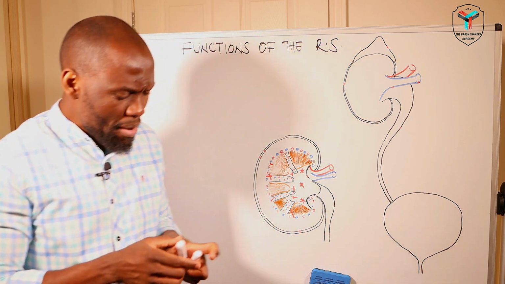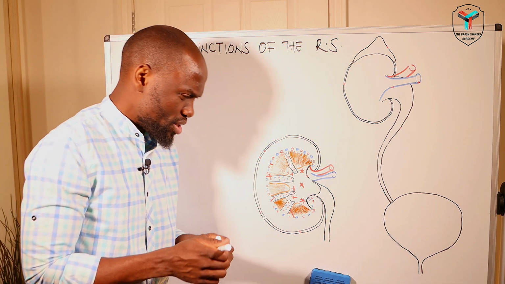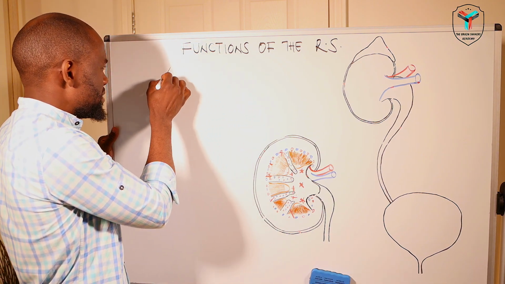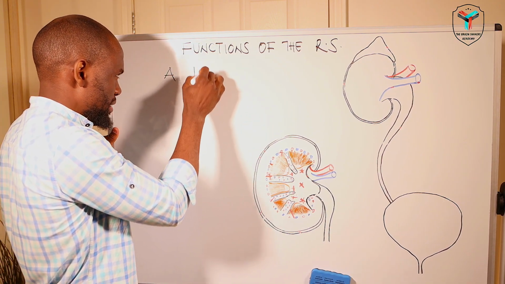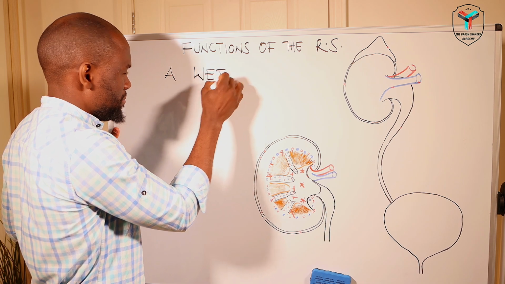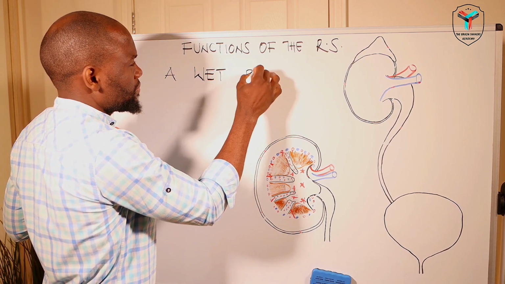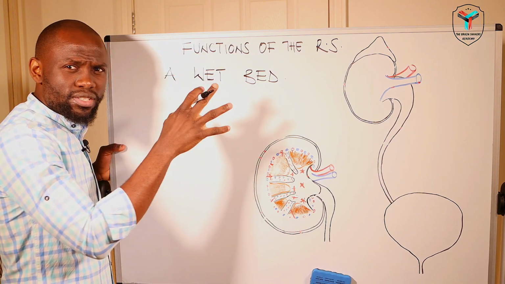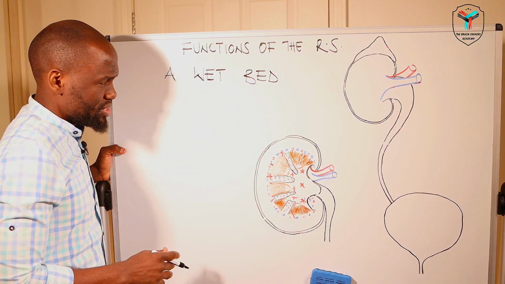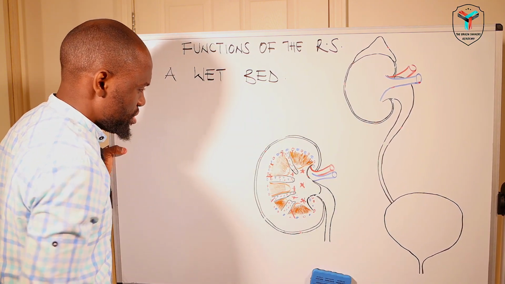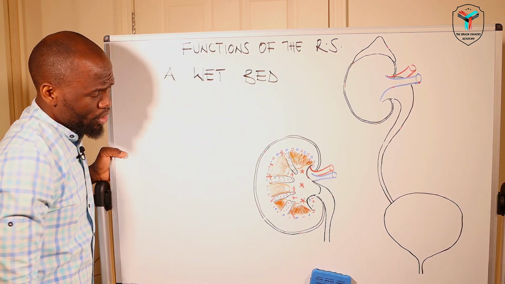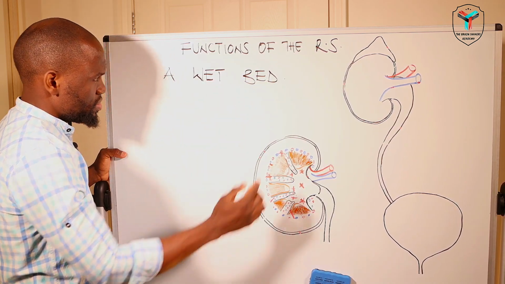Now, we can remember the functions of the renal system by a simple acronym: a wet bed. So this is going to be very helpful for us to understand some of the functions of the renal system. We have already done a brief introduction of what the renal system is all about.